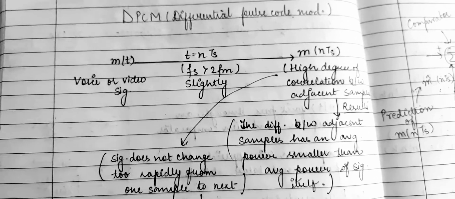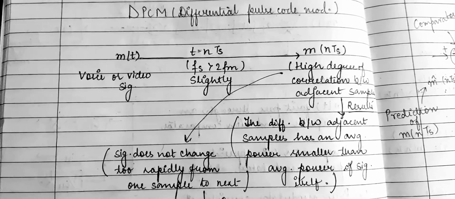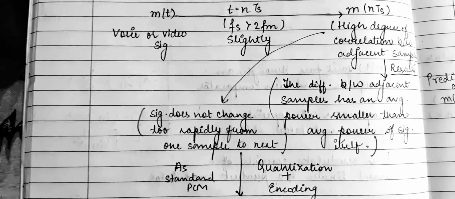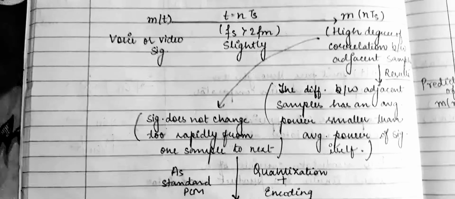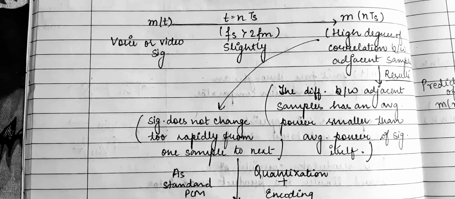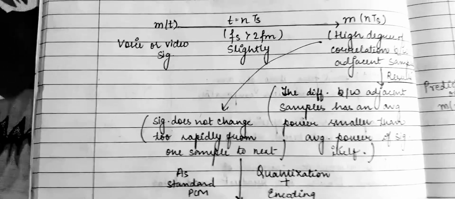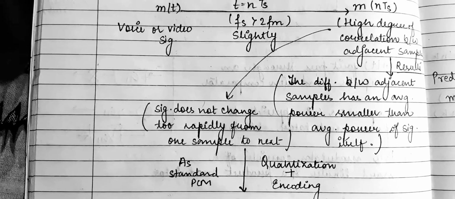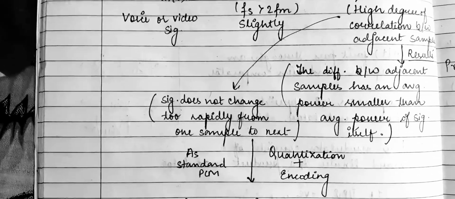In today's lecture, we'll discuss DPCM, that is Differential Pulse Code Modulation. Now here in DPCM, the modulating signal m(t), such as your voice or video signals, is sampled at t equals nTs at the Nyquist rate of fs greater than twice of fm, slightly higher than that, and we get the sampled version, that is your m(nTs).